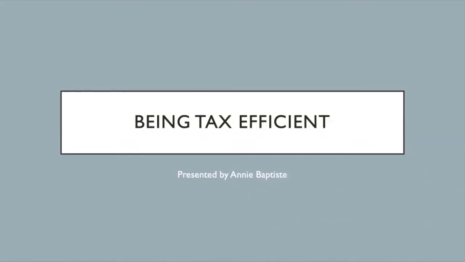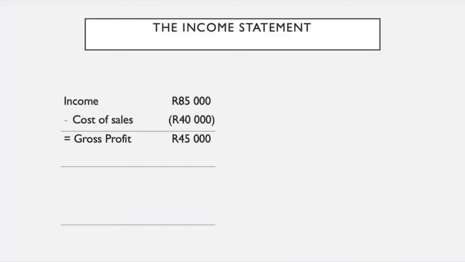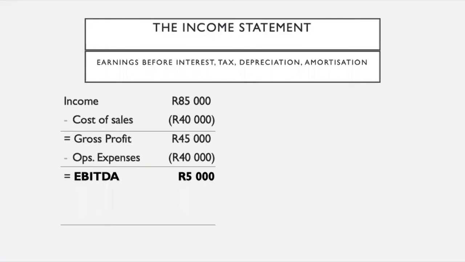So let's start off the morning by looking at our basic income statement. I'm sure you all know that we get income from our trading activities. There are cost of sales elements, and that gives us gross profit. Then we have operating expenses, the costs of running our business, which gives us EBITDA, which is earnings before interest, tax, depreciation, and amortization. For the people that attended the lockdown sessions in March, April last year, will remember that I did discuss these things with you.